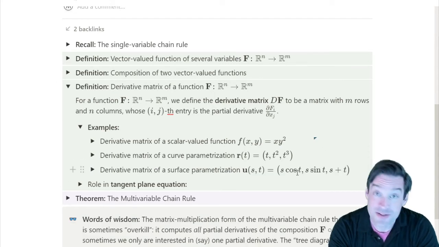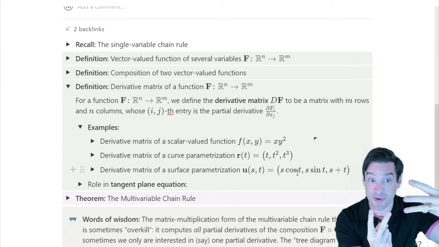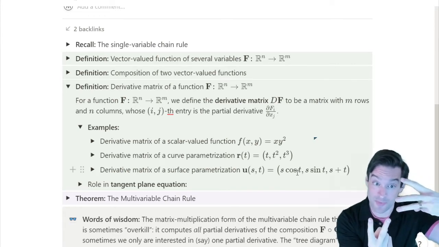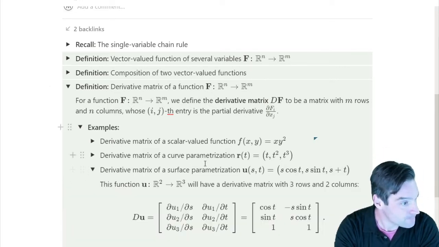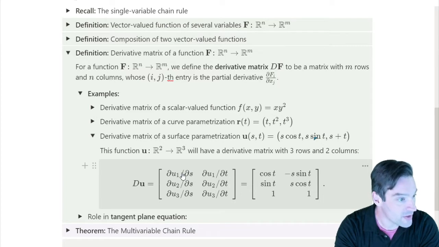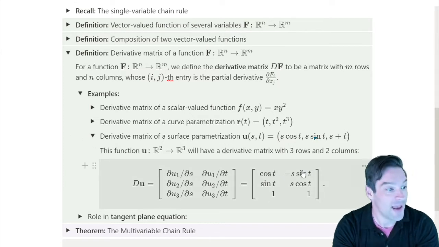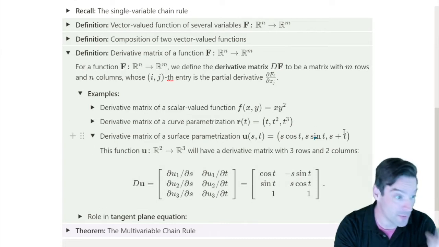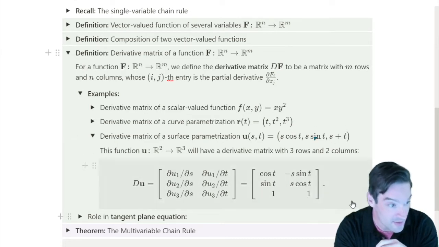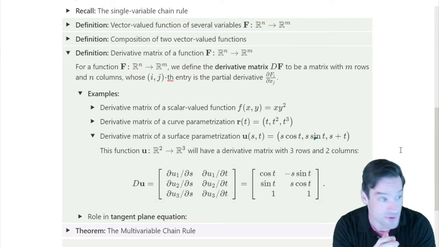How about for a parametrized surface? For a parameterized surface, we're taking 2 parameters as input and spitting out 3 scalar outputs. And so its derivative matrix is going to have 3 rows and 2 columns. So in this example, the first column would be the derivatives of my parameterization with respect to the first parameter. So derivative of s cosine t, s sine t, s plus t with respect to s. And then the second column are the derivatives of the components with respect to the second variable, which is t. So minus s sine t, s cosine t, 1. And so this derivative would then be a 3-row, 2-column matrix.